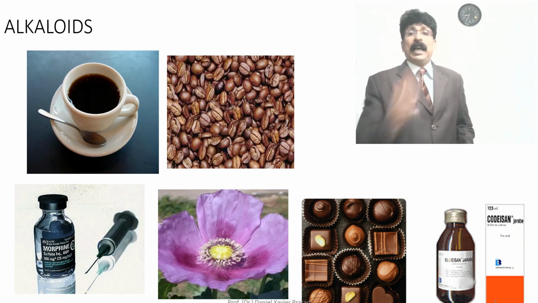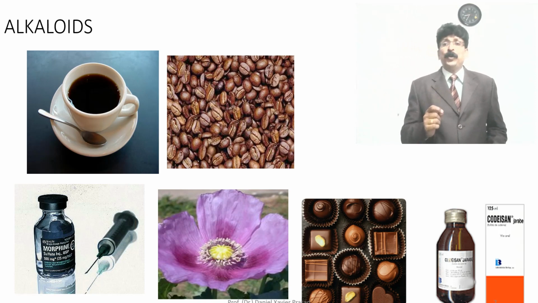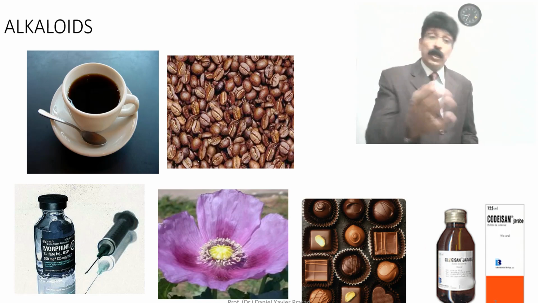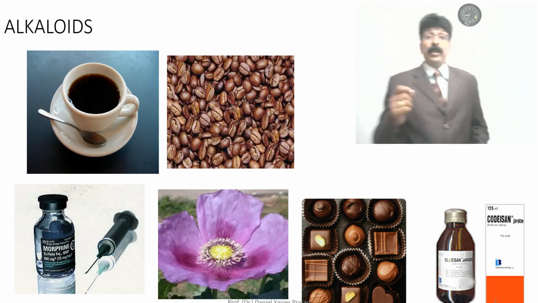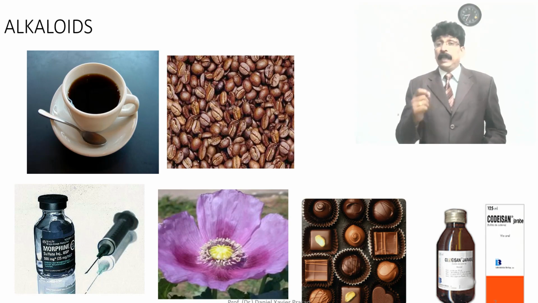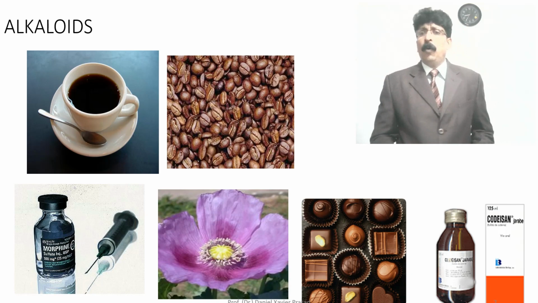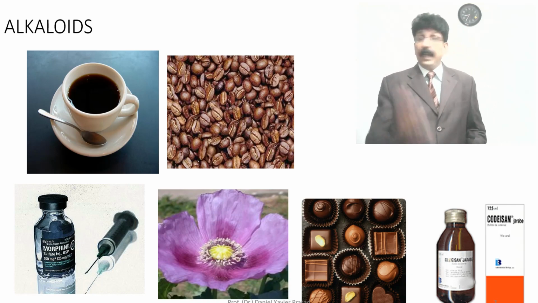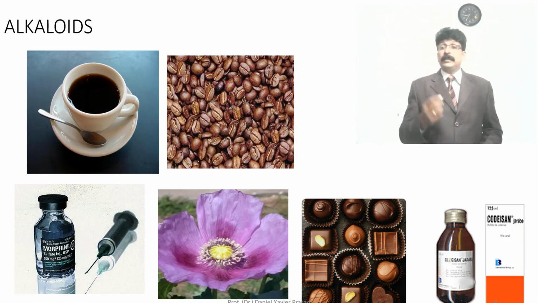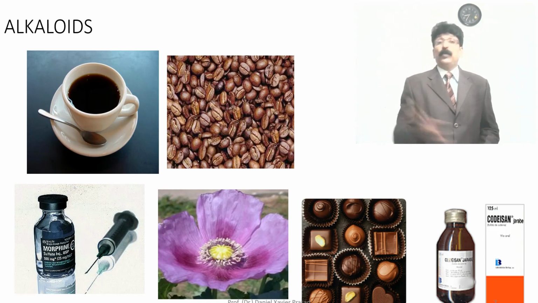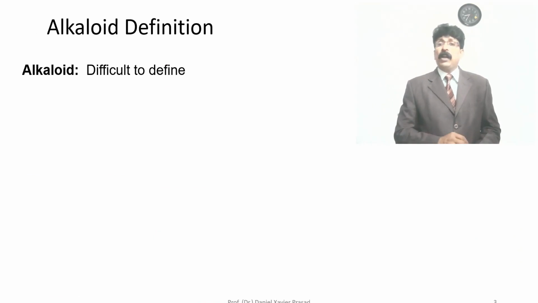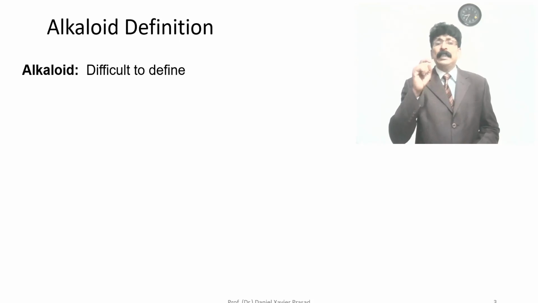So you see alkaloids, this is simply a picture to show you. Alkaloids are present in coffee and tea, like caffeine is also an alkaloid. That's why I have shown coffee. Morphine, a very common injection, is used for pre-operative pain. It's a narcotic, analgesic drug, and it comes from the opium poppy flower. And chocolates contain mostly theophylline and theobromine, which are present as alkaloids. And codeine syrup, which we know, that's why I have shown these pictures before going to the alkaloid definition.